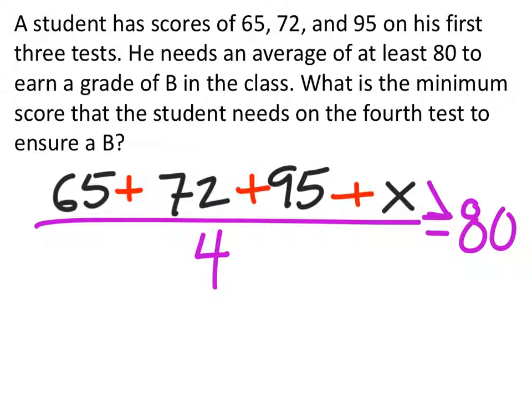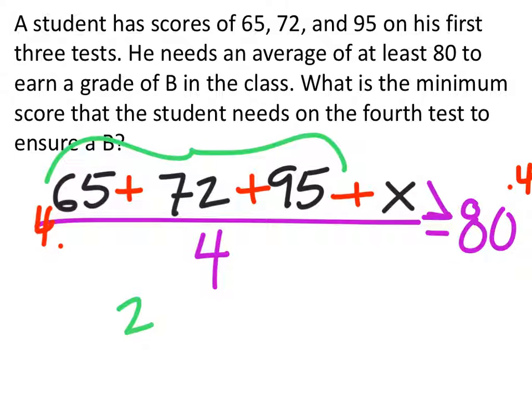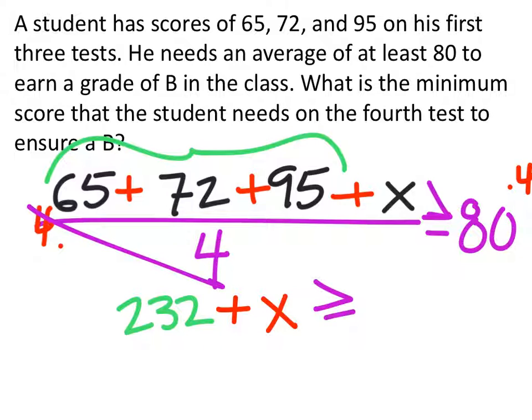Some of you guys would add first. Some people would multiply both sides by 4 first. It's not going to matter. We can do both at the same time. So let's go ahead and take 65 plus 72 plus 95, which is 232 plus the x. And since we multiplied both sides by 4, they canceled out. This needs to be greater than or equal to 4 times 80, which is 320.